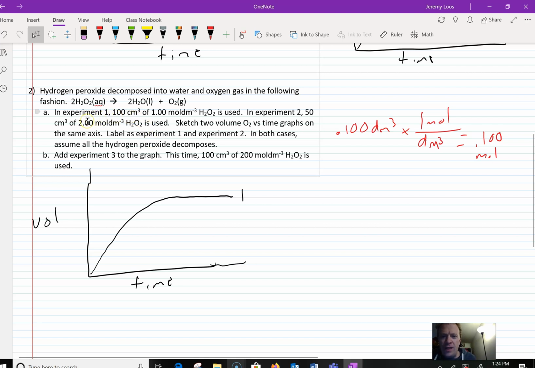So in the second experiment, what's changing is we're using half the volume, but we're using double the concentration. Now maybe you can kind of do it in your head and realize that we're actually going to end up getting the same amount. The number of moles is going to be the same. It's 0.1 moles in both cases. Sorry, that decimal should be there. So because the volume is half but the concentration is double, the moles are the same. They're 0.1 in both cases.